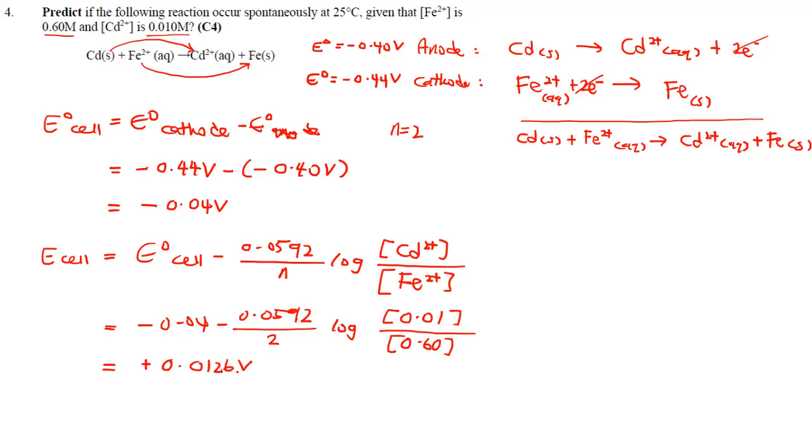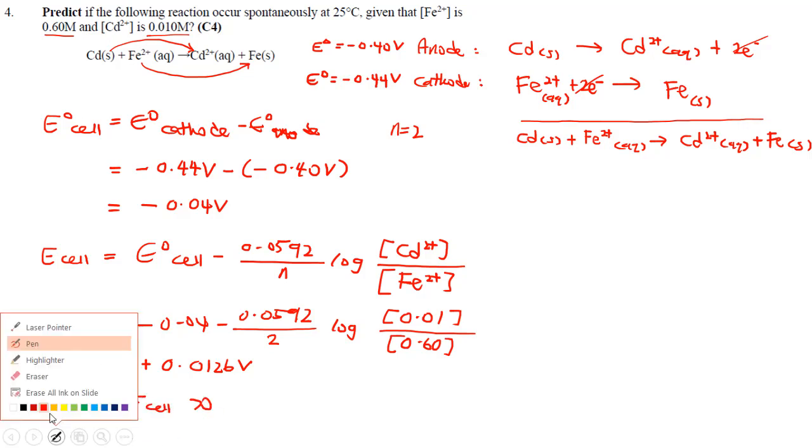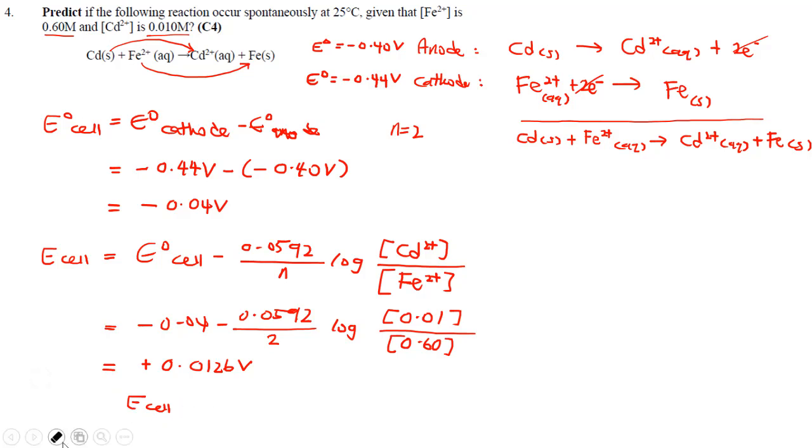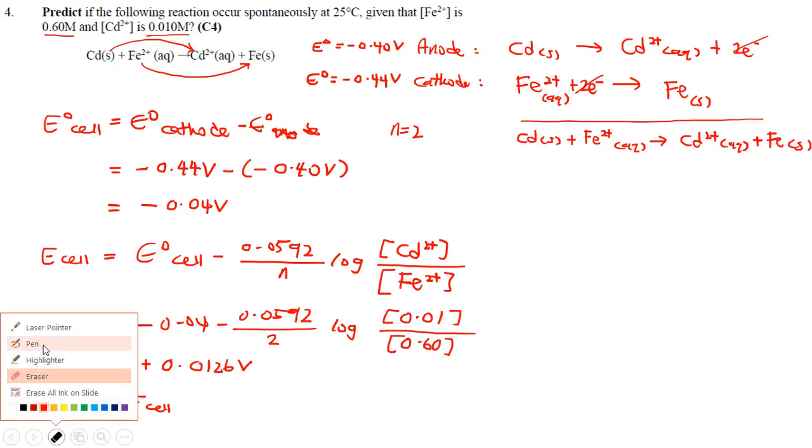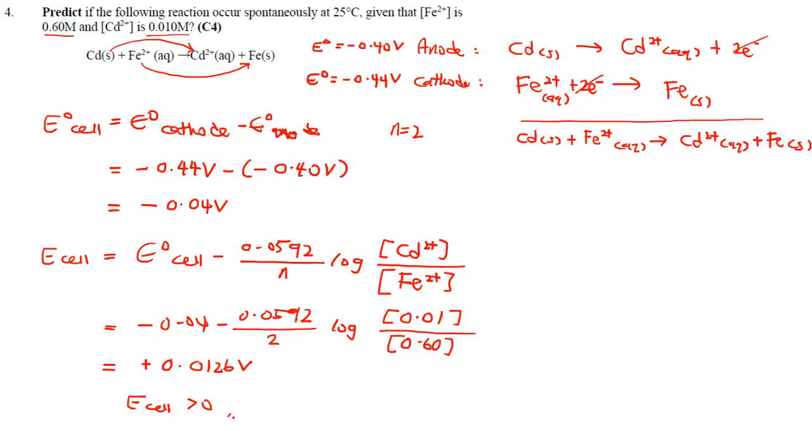Okay, when determining whether the reaction is spontaneous or not, the concept is the same. Okay, for E naught cell or for E cell, it is the same. If the value is more than 0, that means the reaction is spontaneous. Okay, so E cell is greater than 0. Okay, E cell is greater than 0. That means that the reaction is spontaneous.